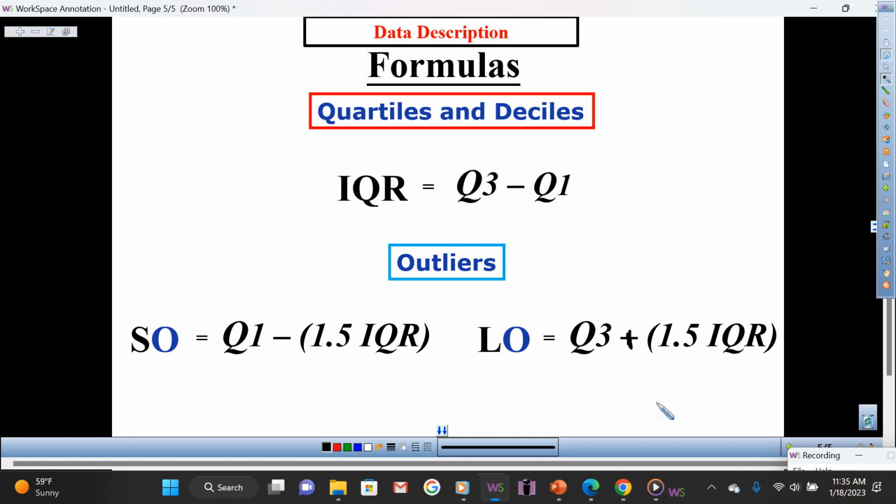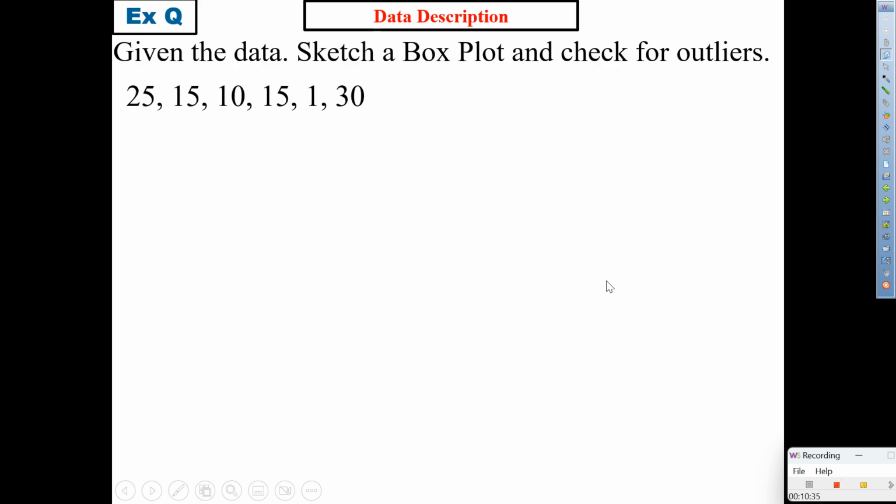So anything that goes beyond whatever that amount is on the low end or the high end, that becomes an outlier. Sometimes we can detect it right away just by looking at it, like if we go, okay, 2, 4, 6, 5, 6, 7, and all of a sudden somebody 50. Okay, that's an outlier, obviously. But in some instances we can't. So with that said, think about those two and copy this down, please. Example Q. Given the data, sketch a box plot and check for outliers: 25, 15, 10, 15, 1, and 30.